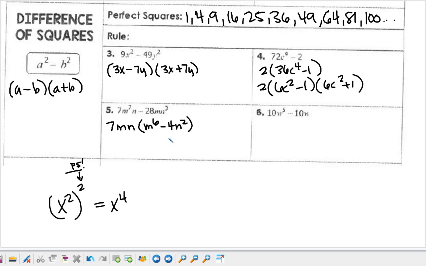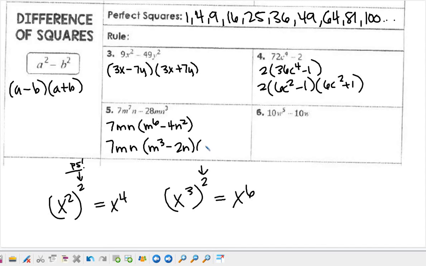Now I have a difference of perfect squares. So remember, something being squared makes it a perfect square. So x cubed squared, power to a power, we multiply. So x to the 6th is a perfect square. So we have 7mn, square root, opposite sign between them. So m cubed minus 2n and m cubed plus 2n. Okay?